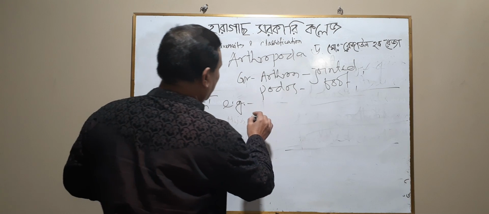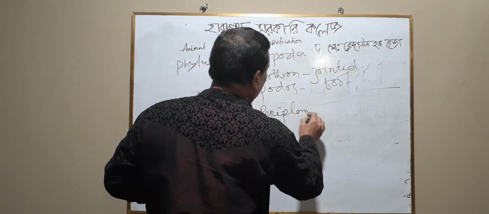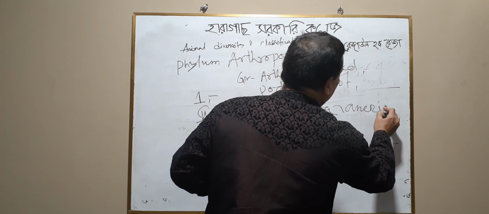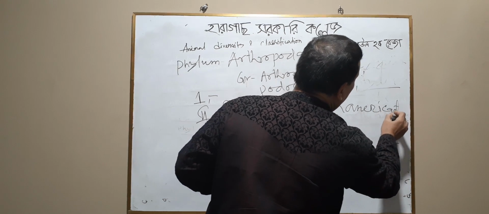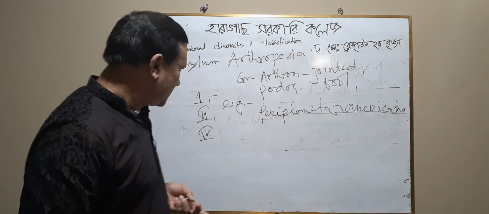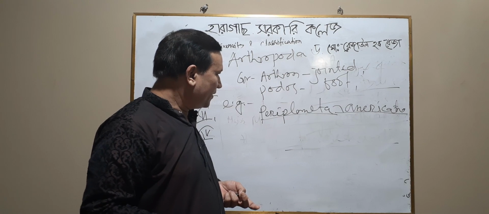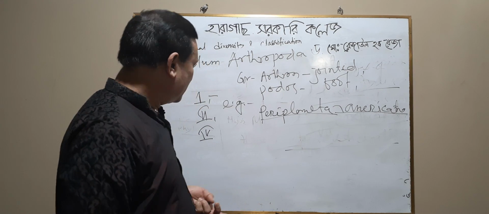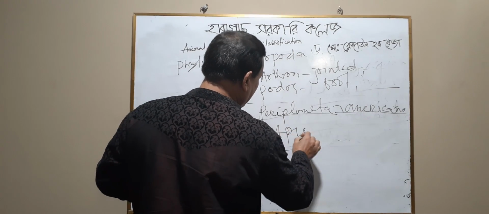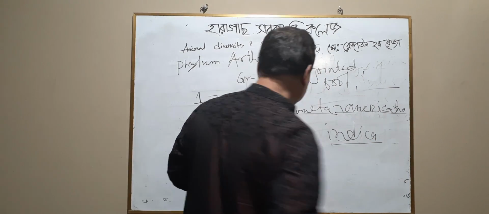Example, Periplaneta americana. It is the scientific name of cockroach. English name cockroach. It is a common animal. Honeybee, Apis indica. Honeybee.